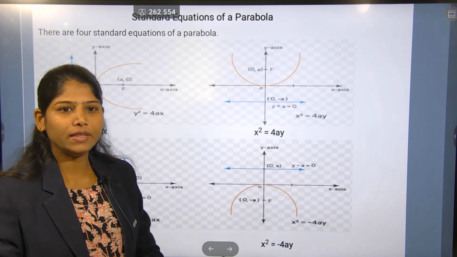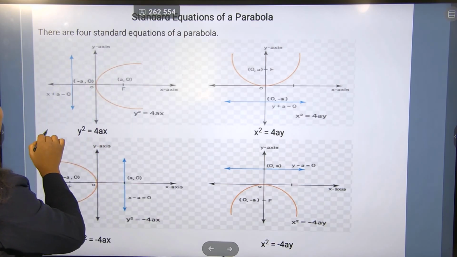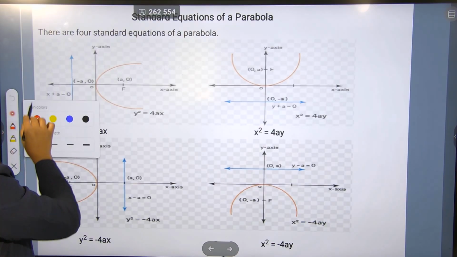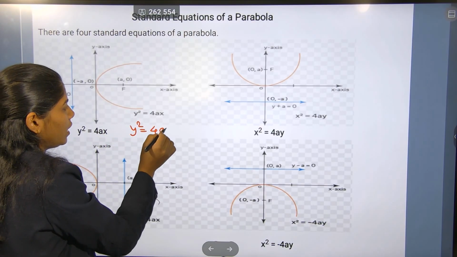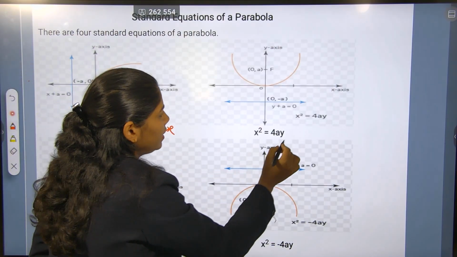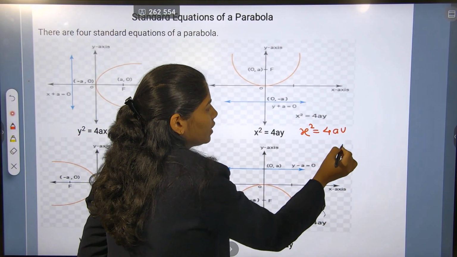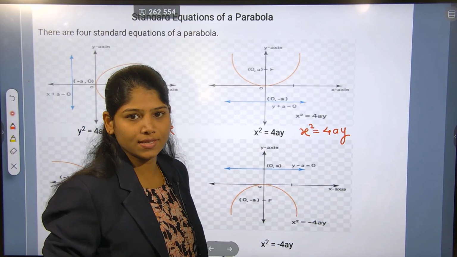So first of all, there are four standard equations of parabola. First one is y square is equal to 4ax. Your parabola is like this. Okay. Then x square is equal to 4ay. Your parabola will be like this on the y axis.